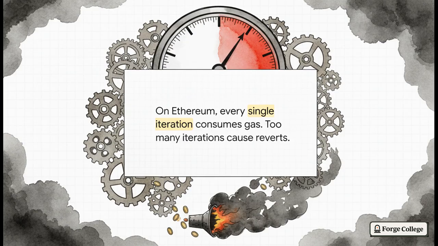And if your loop iterates too many times, the meter climbs way too high and it hits the block gas limit. When that happens, boom, the entire transaction violently fails and reverts, leaving you with absolutely nothing but a lost gas fee. Your state changes all roll back, but the network? Yeah, it keeps your money for the effort.